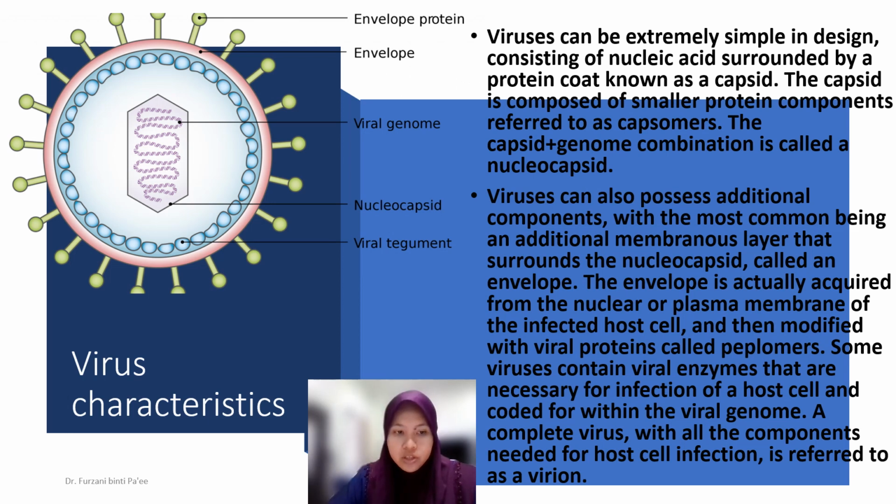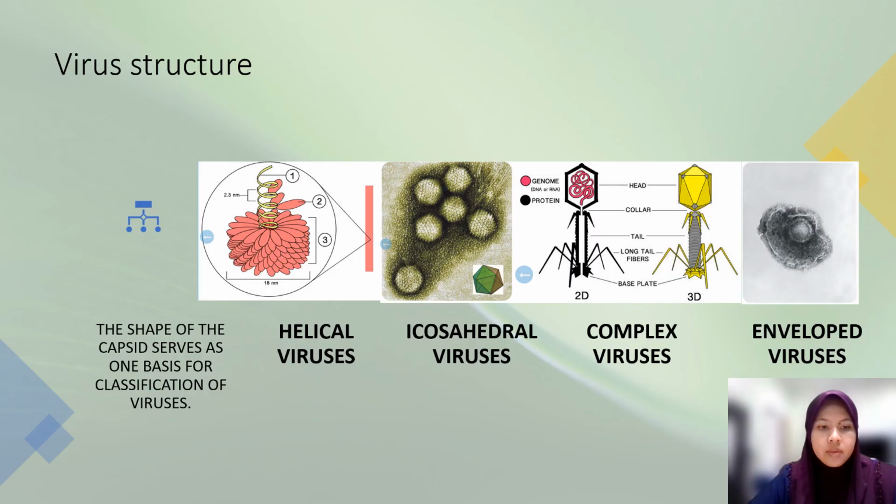Viruses vary in their structure. A virus particle consists of DNA or RNA within a protective protein coat called a capsid. The shape of the capsid may vary from one type of virus to another. The capsid is made from proteins that are encoded by the viral genes within the genome. The shape of the capsid serves as one basis for the classification of viruses. They can be filamentous, icosahedral, complex, or enveloped.